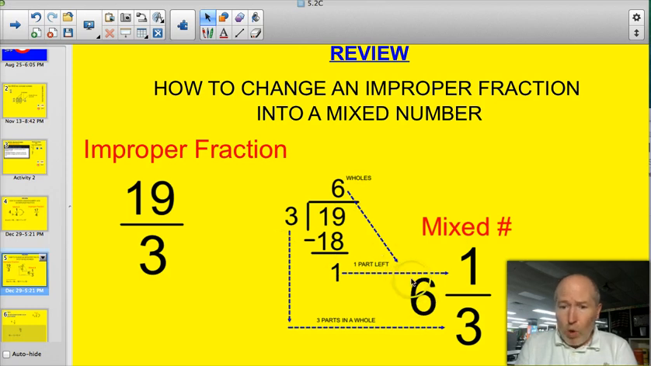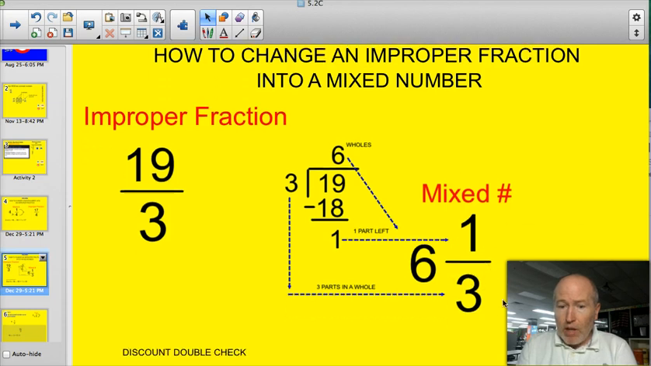You have 6 wholes, that's up on top because 3 goes in there 6 times, and your leftovers, your remainder, becomes your fraction, 1 part out of 3. 6 wholes and 1 part remaining out of 3rd. Here's your fraction. How do you check it?